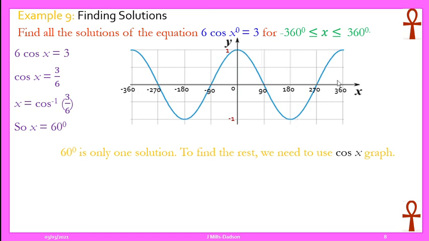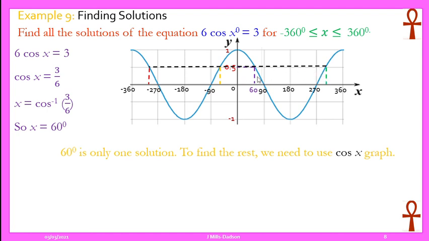This is the nature of the cos graph. For 0 to 360, follow the same pattern to the negative zone. Now locate your 60 degrees because it's only one solution. That's my 60, and that's my half. Extend this line. Let's get more solutions. So we have 1, 2, 3 additional solutions to work out.